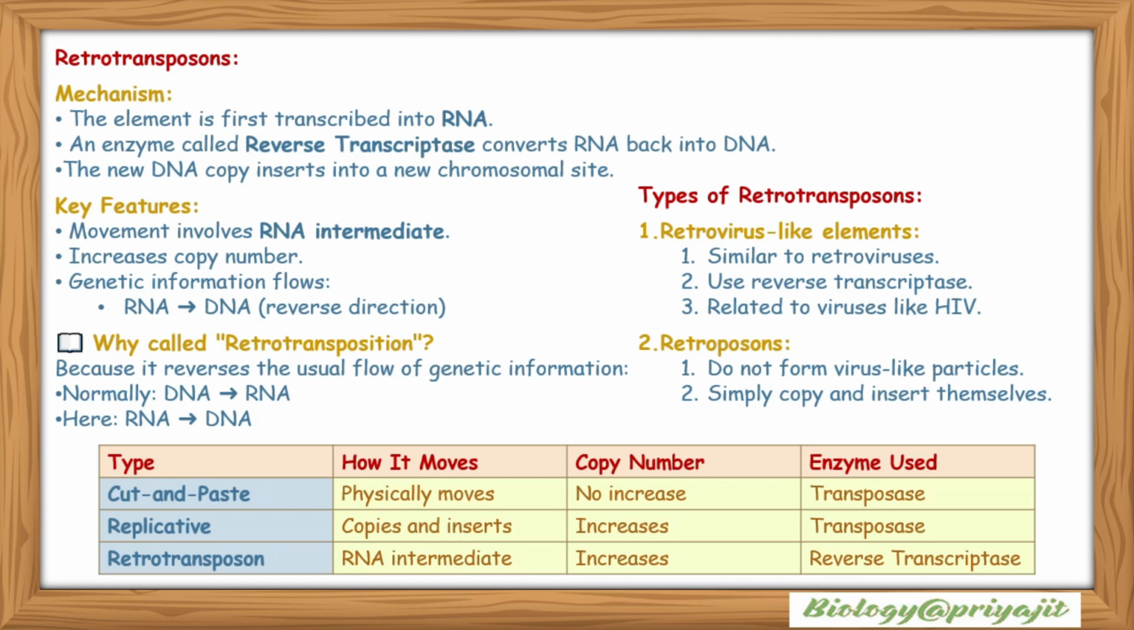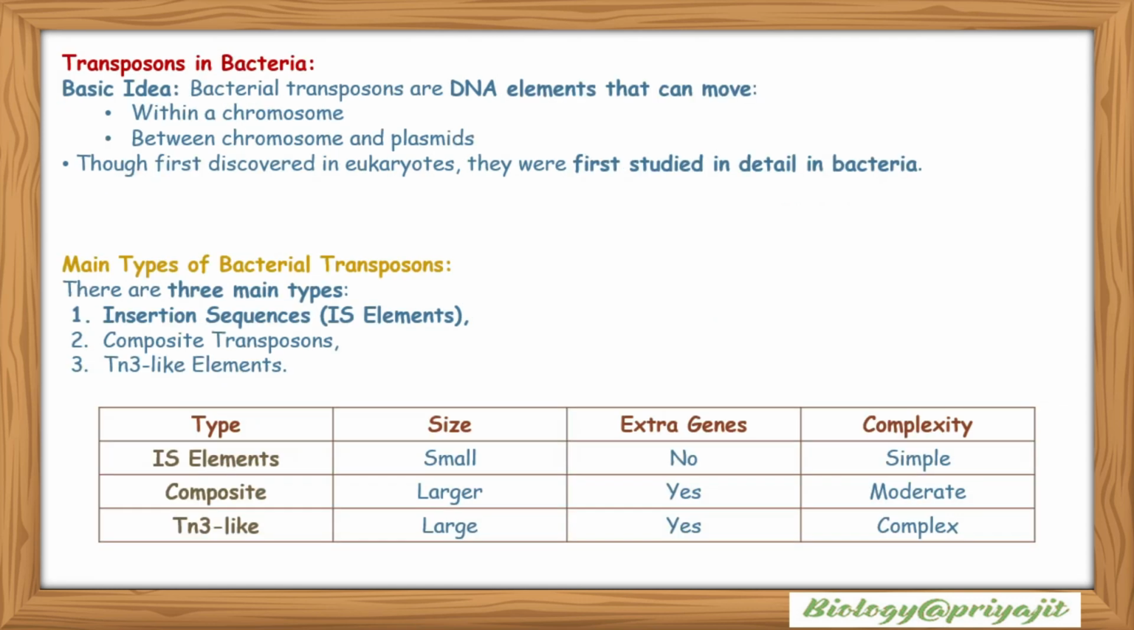How it moves: in cut and paste, it physically moves, there is no increase in copy number and the transposase enzyme is used here. In replicative transposition, it copies and inserts into a new place, there is an increase in copy number and the enzyme transposase is responsible for the process. In case of retrotransposon, an RNA intermediate is produced, it increases the copy number and another enzyme, reverse transcriptase, is used in this process.